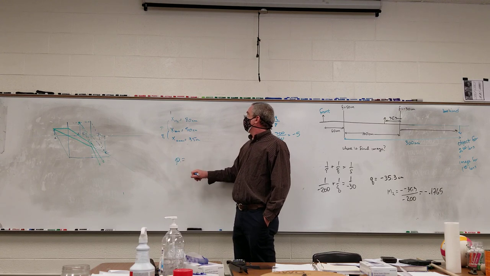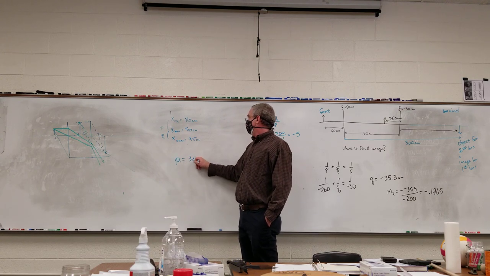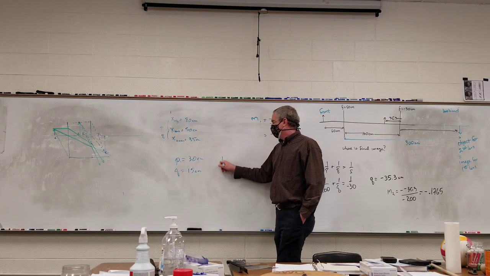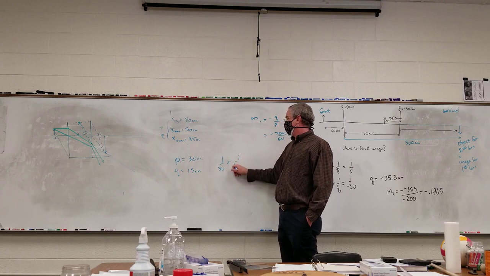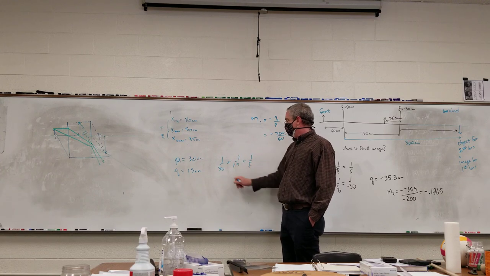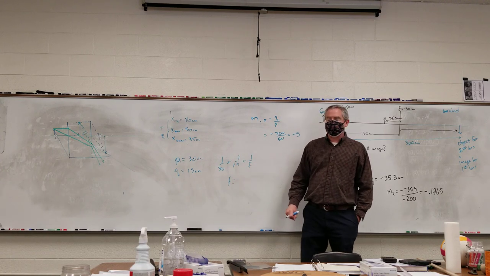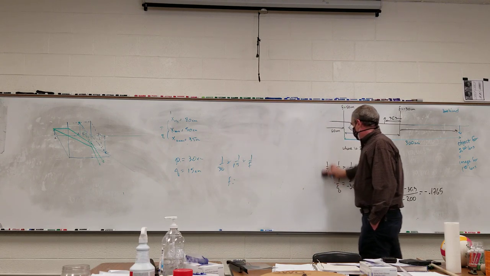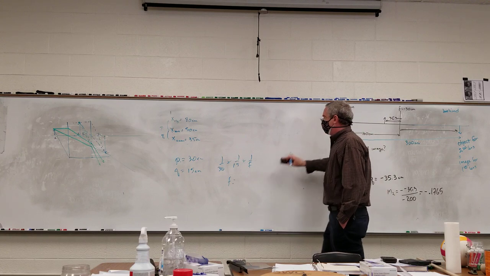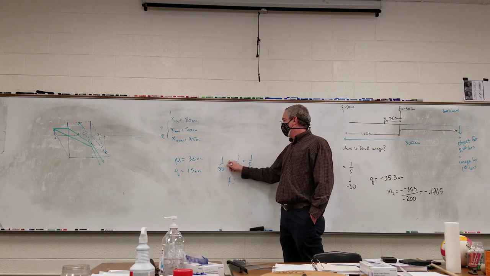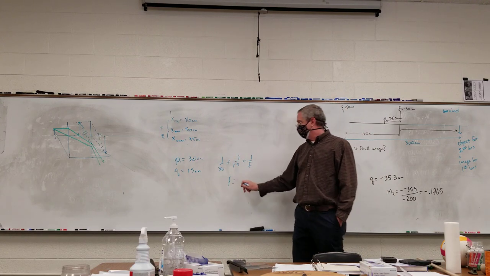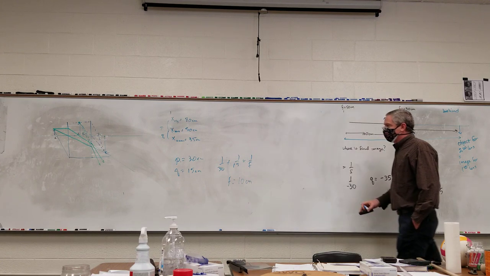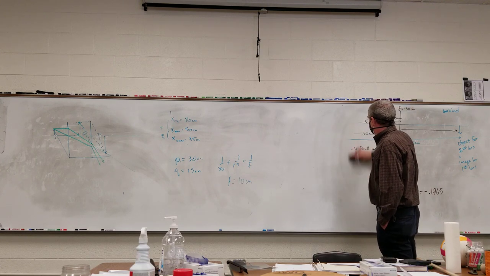So P for the converging lens is 30 centimeters, Q is 15 centimeters. So 1 over 30 plus 1 over 15 is 1 over the focal length. And what is that focal length? Wait, that's a plus sign. Oh, 10. What did you get? 10. All right. So apparently I was using a lens with a 10 centimeter focal length.